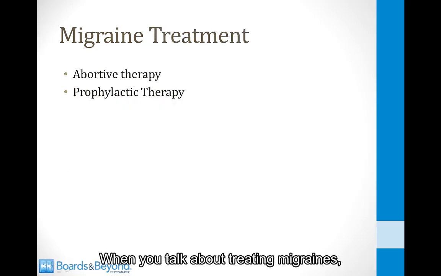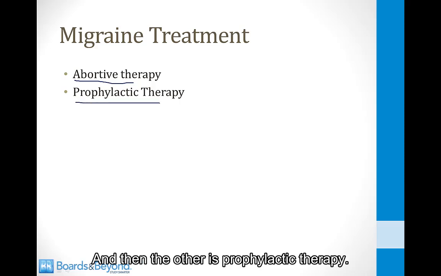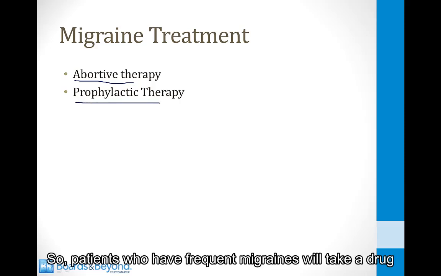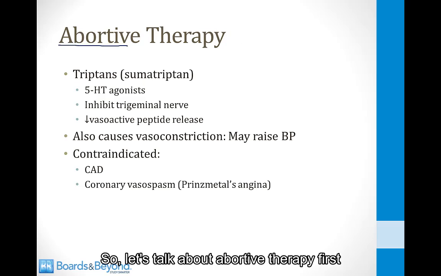When you talk about treating migraines, you have to talk about two things. The first is abortive therapy, which means drugs that make the migraine go away. And then the other is prophylactic therapy. So patients who have frequent migraines will take a drug so that they don't have them so often. So let's talk about abortive therapy first.